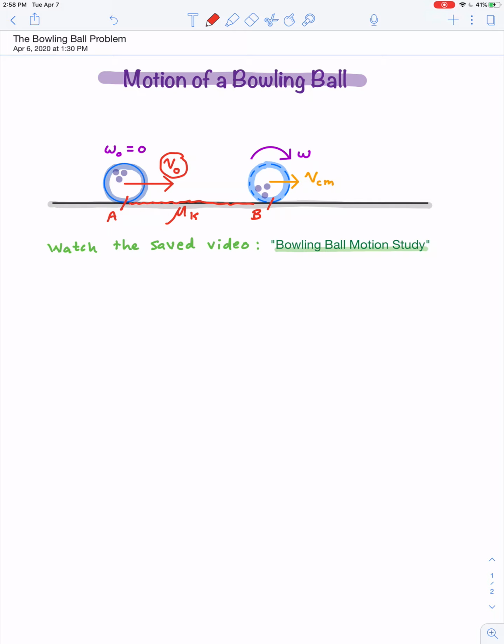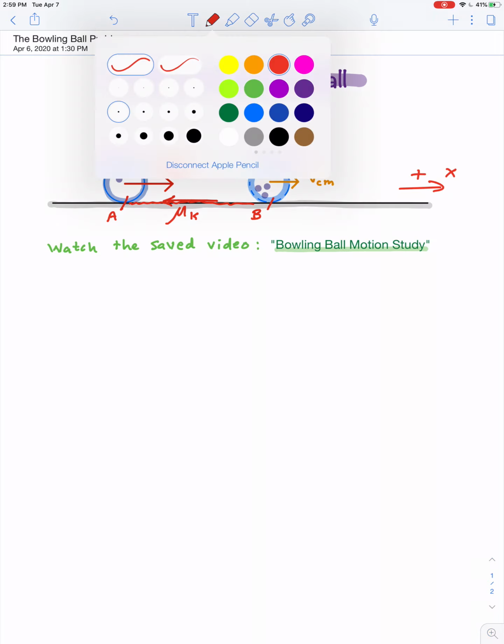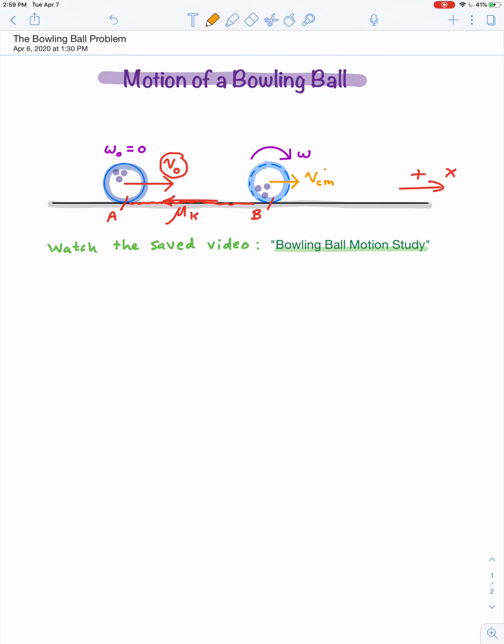In any case, the ball slows down as it goes from point A to point B because the force of kinetic friction acts in the negative direction. So we'll say we have an x-axis and positive motion is to the right. So there's a force of friction in the negative direction, which brings the velocity of the center of mass from whatever its initial speed is down to some lower speed. And while all that's going on, the angular speed starts out at 0, not in the video that you watched, but in the example that I want to reference here.